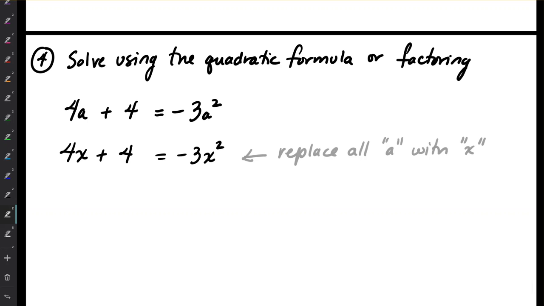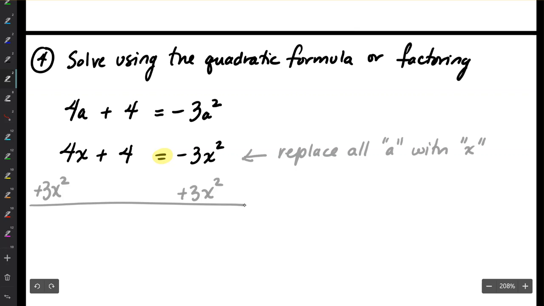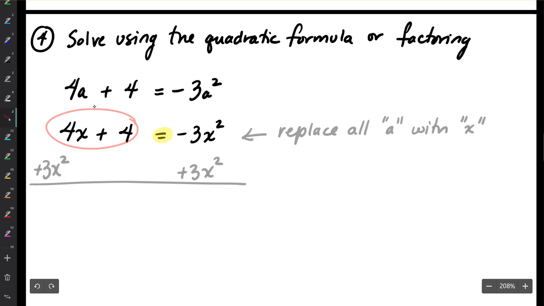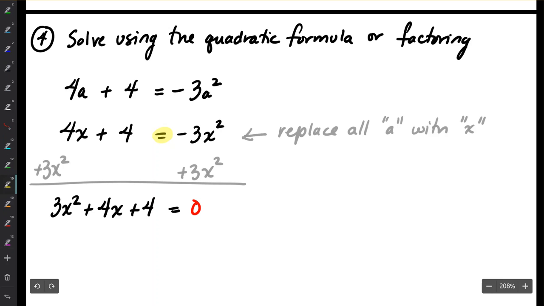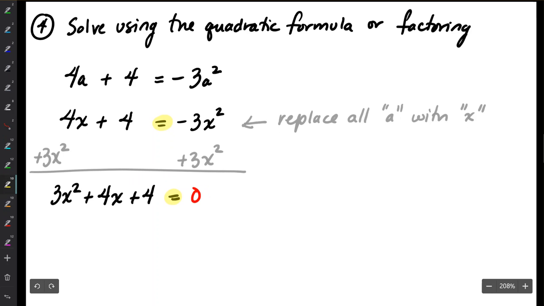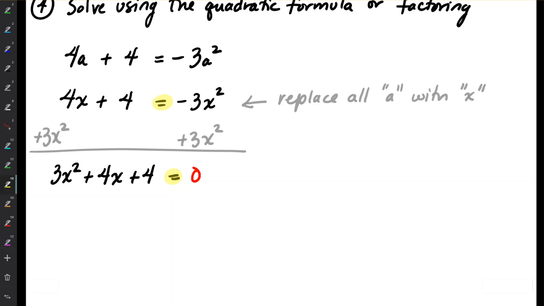Regardless of whether or not I'm going to solve this by factoring or the quadratic formula, I need to set this thing equal to 0. So I'm going to go ahead. Here's my equal sign. I'm not losing track of it. I'm going to go ahead and add 3x squared to both sides. There are no x squared terms on the left-hand side. So we've got 3x squared plus 4x plus 4 equals 0. All right? Now, let's try factoring.